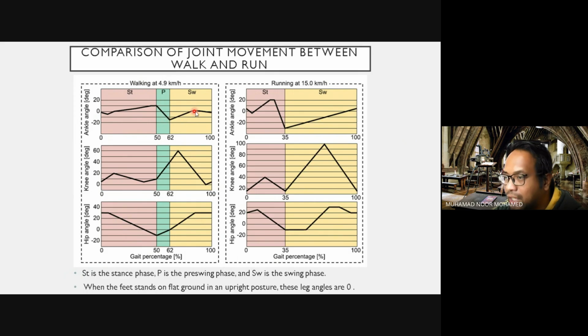Naik, turun, naik, turun, naik, turun, naik. Naik, turun, puncak dekat swing. Naik, turun, puncak dekat swing. Macam ni. The least one ialah bahagian stance. Same goes. Yang paling rendah dekat bahagian stance.